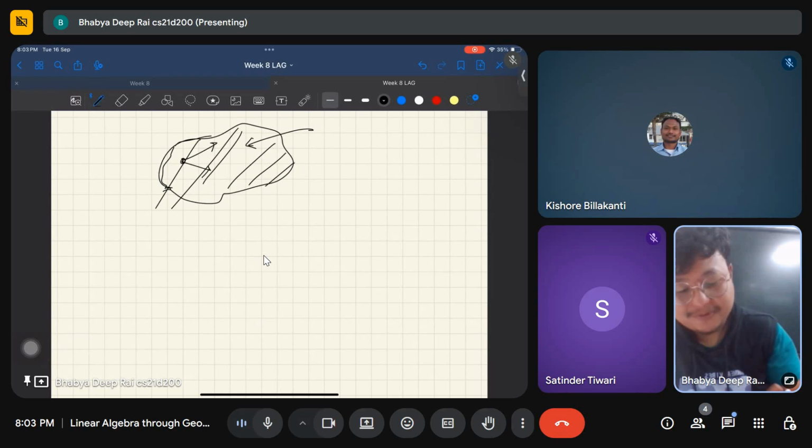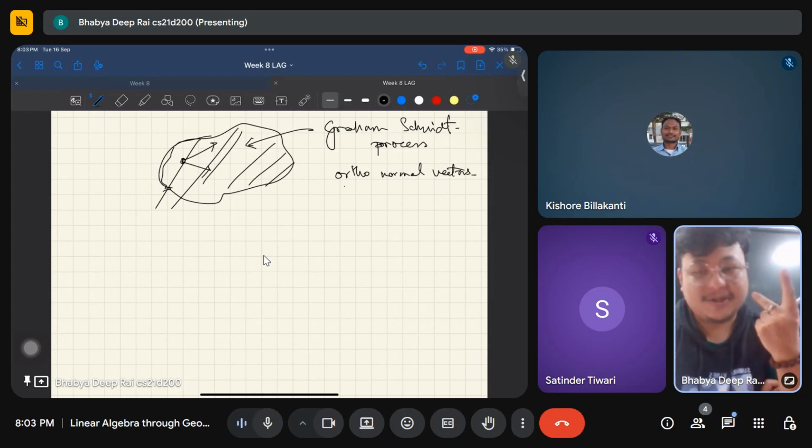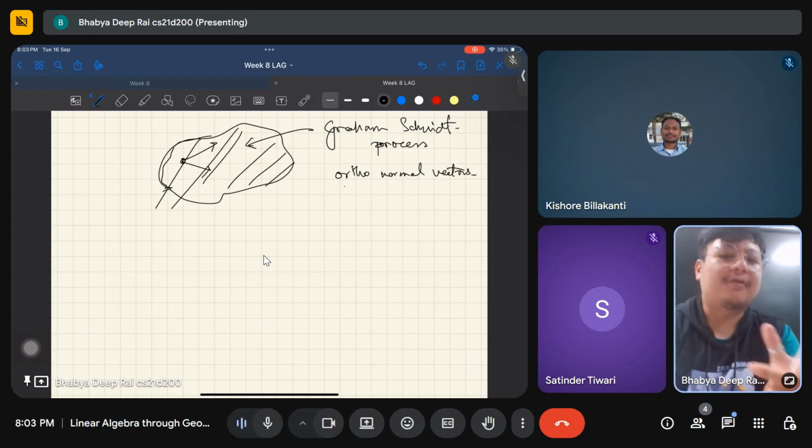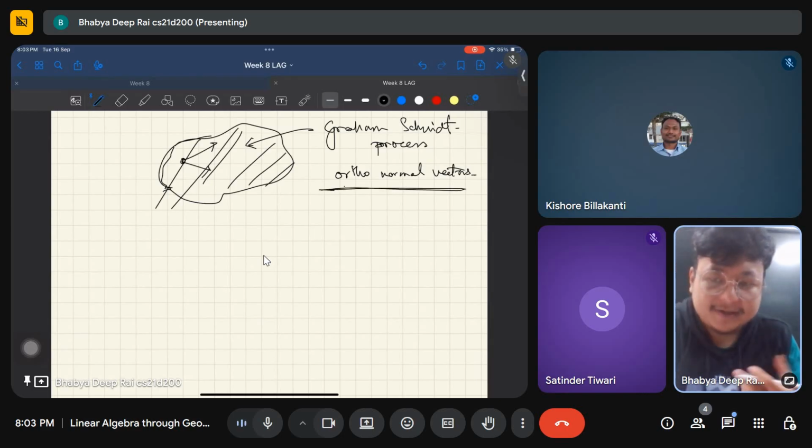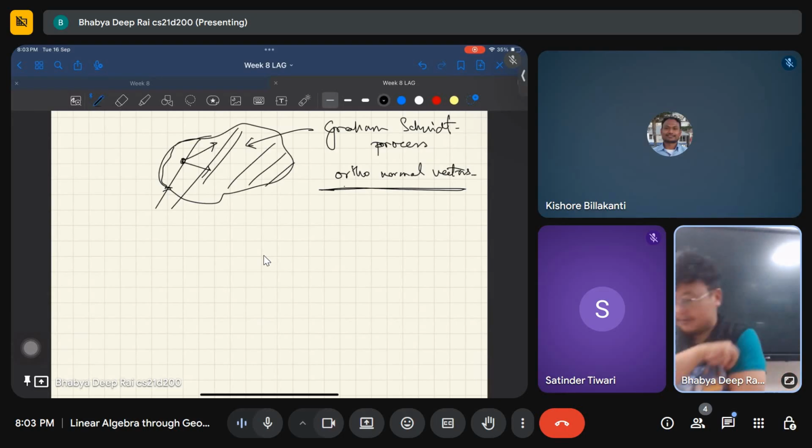That I hope you remember from the previous lecture. There was something called the Gram-Schmidt process. It gives you orthonormal vectors, vectors which are orthogonal to each other and normalized, meaning their length is unit. So these are how all these concepts are interrelated.